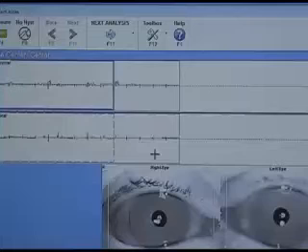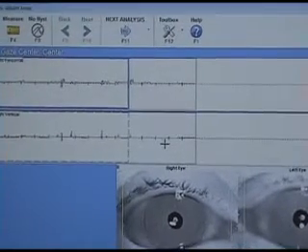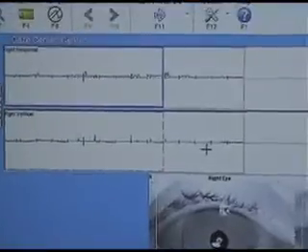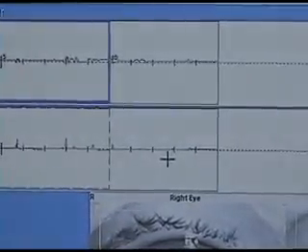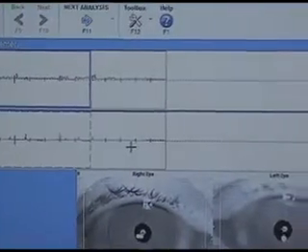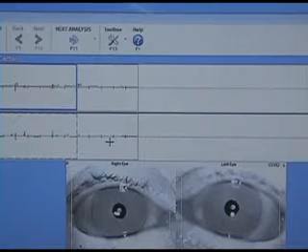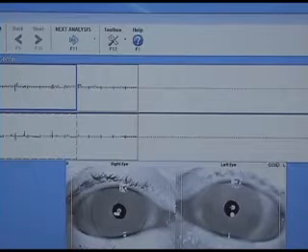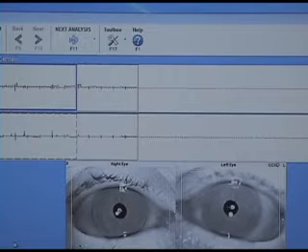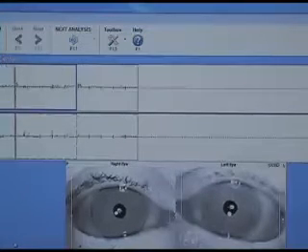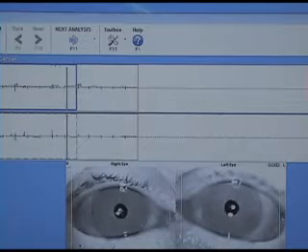Here is another example of a different patient. This guy has a balance disorder. And if we look in, we can see some very small jerky motions. These are smaller, more frequent jerks, or what we call square wave movements. And if we look at this person's eyes, you'll be able to see it. His eyes are moving around. You see that jerkiness back and forth.